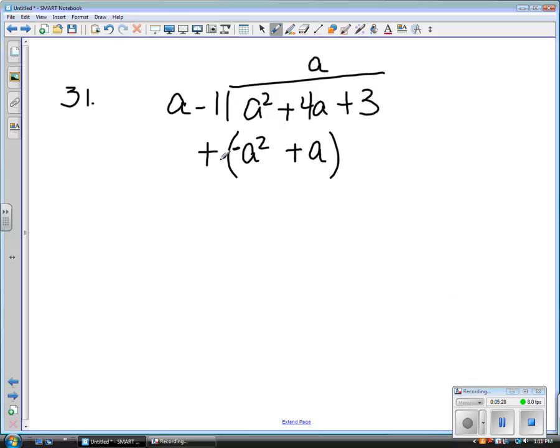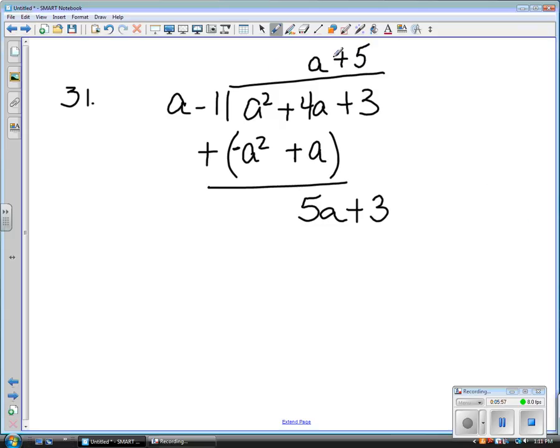A squared plus a negative A squared is 0. That cancels off. What is 4A plus A? So 5A. Now I need to bring the rest of the equation down. So plus 3. I'm going to look at this term now. 5A, and I'm going to divide it by 5. So what is 5A over A? 5. And it's a positive 5, right? So I'm going to put plus 5.